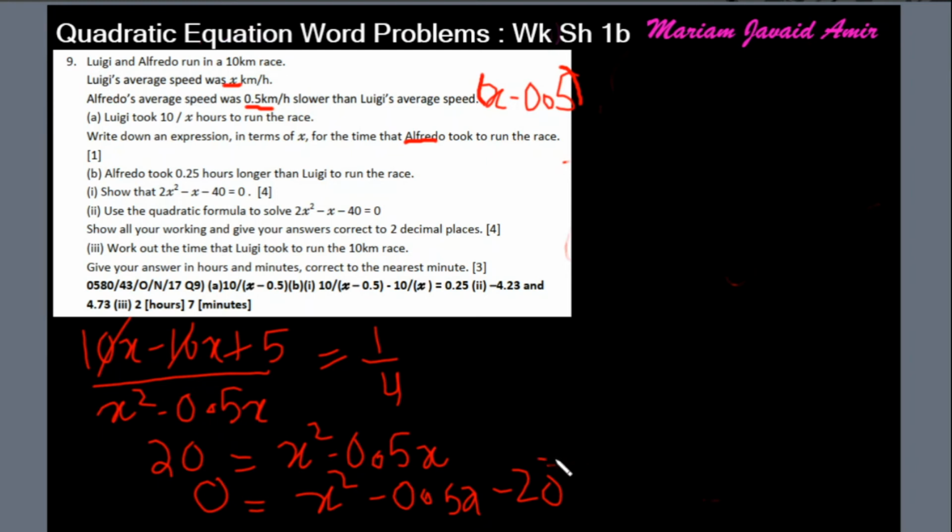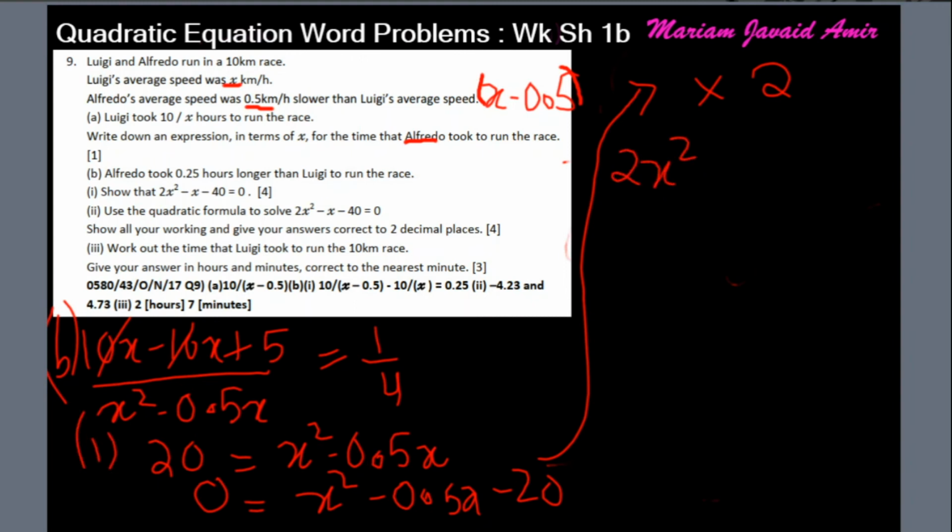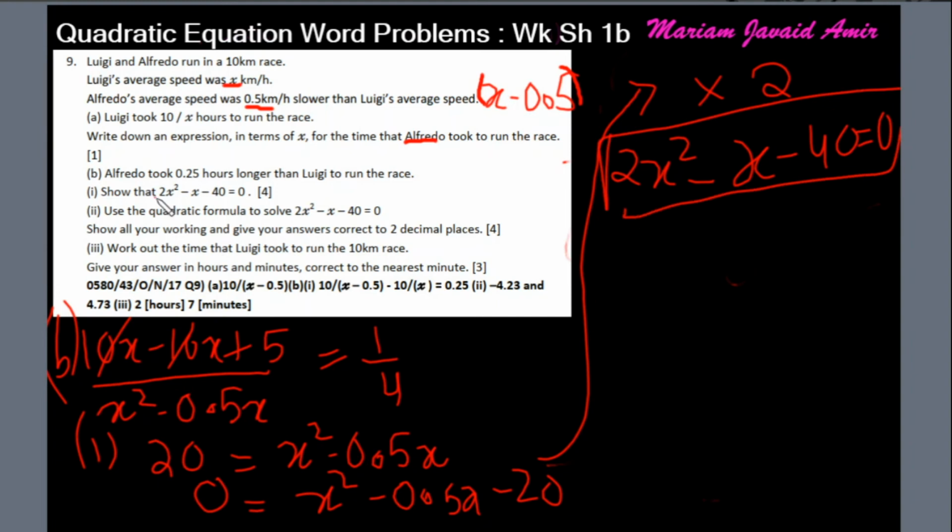So this equation gets multiplied with 2. We're doing B1, right? Yes. Okay, gets multiplied with 2, we get 2x square. 2 times minus 0.5 is minus 1, so minus x, and 2 times minus 20 is minus 40 equals 0, and we got the desired equation.